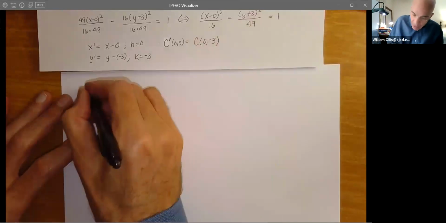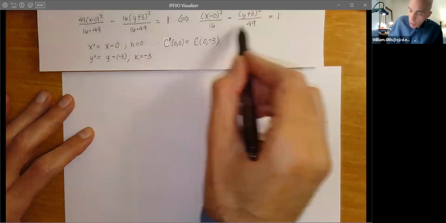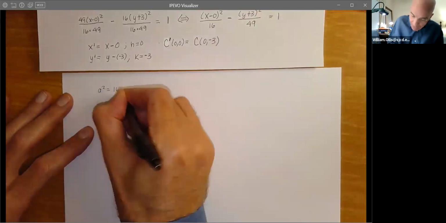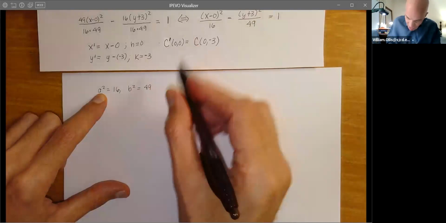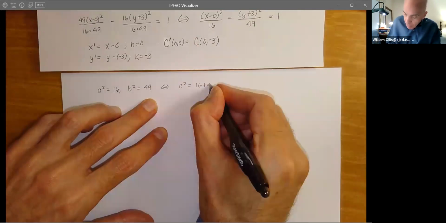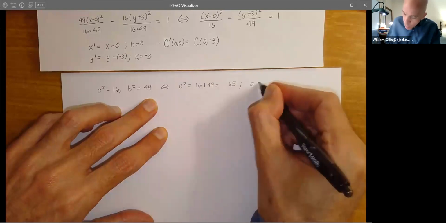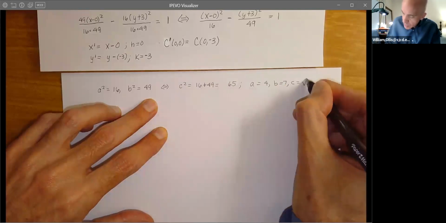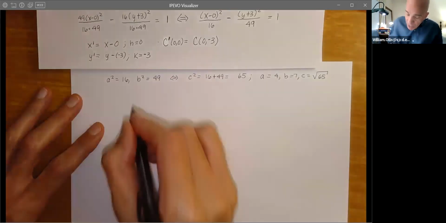Let's write the other stuff. Now that we want to get the foci and the new vertices and the new asymptotes, let's go ahead and write down what A and B are. So we have A squared equals 16. B squared equals 49. Remember, A is always associated with the positive term. So this implies C squared equals 16 plus 49, and that'll be 65. So now we have A equals 4, B equals 7, and C, well, sorry, square root 65. It's close to 64. That's not half bad. So now we can do all of this.